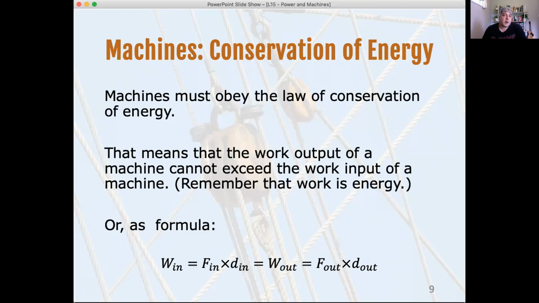That means that the work output must be, at most, the same as the work input. It might be less, but at most it would be the same as the work input. As a formula, if we're talking about forces and distance, which is what we're going to be dealing with today, because that's the sort of energy that we've met already, then the work out is going to be equal to the work in. So force in times distance in is equal to force out times distance out. Work in equals work out.